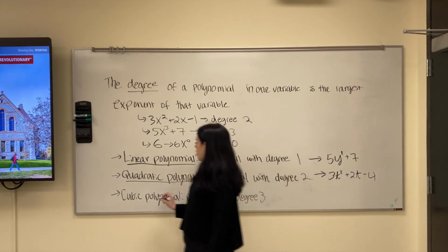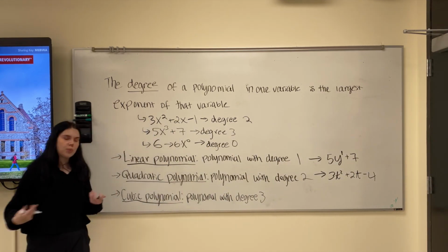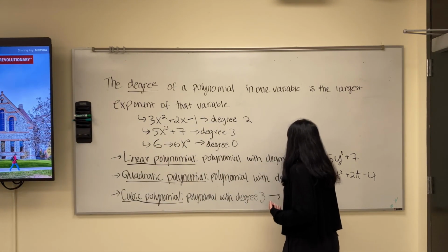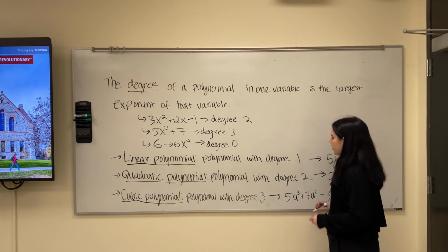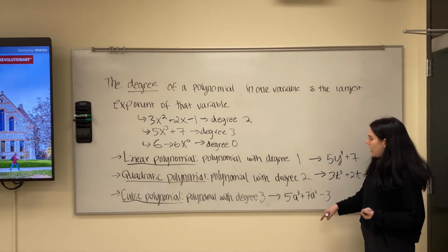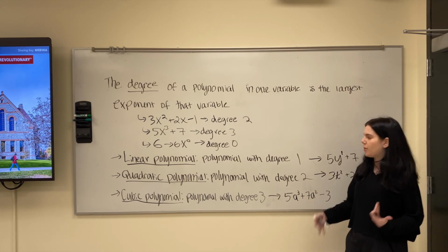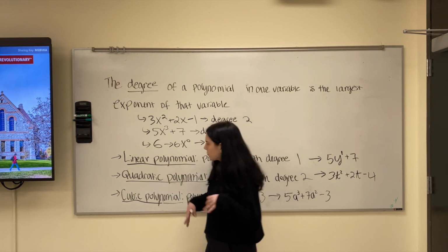And then we also have what's called cubic polynomials, which are polynomials with degree 3. And an example of that would be 5a cubed plus 7a squared minus 3. So the largest exponent of a that shows up in this polynomial is 3, and so this is a polynomial with degree 3, and therefore a cubic polynomial.